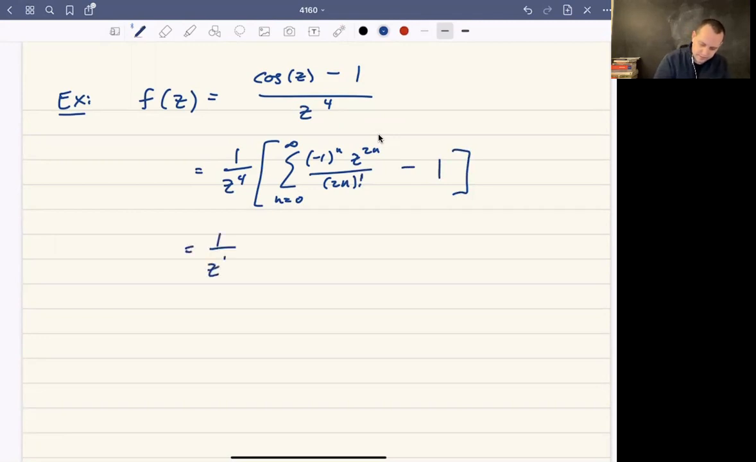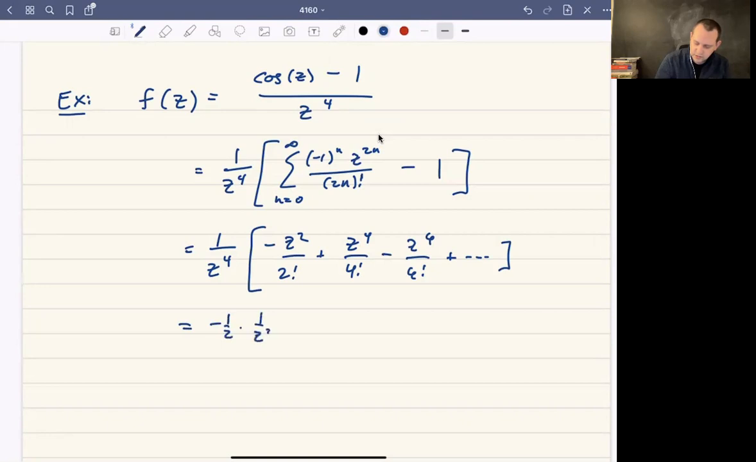So at n equals 1, we're going to have negative z squared over 2 factorial, which is just 2, plus z to the fourth over 4 factorial, 24, and so on. When we divide through by z to the fourth, this is going to be equal to -1/2 times 1 over z squared, plus 1 over 24, 1 over 4 factorial, minus z squared over 6 factorial, which is 720, and so on. Okay, and so that's what we get.